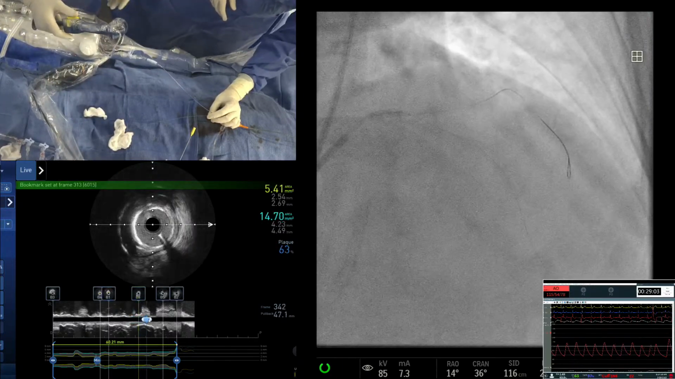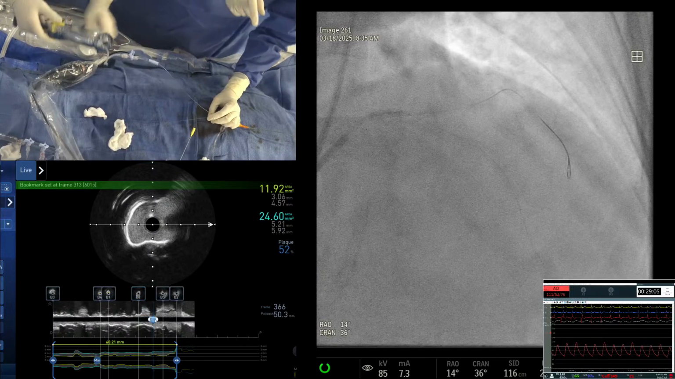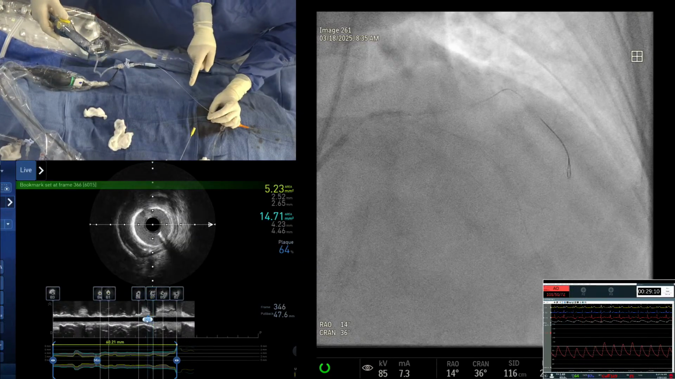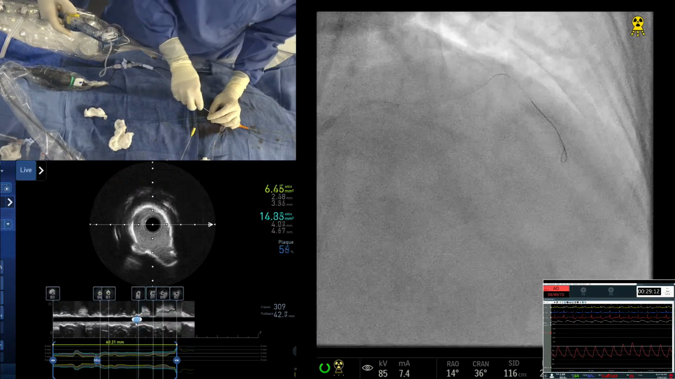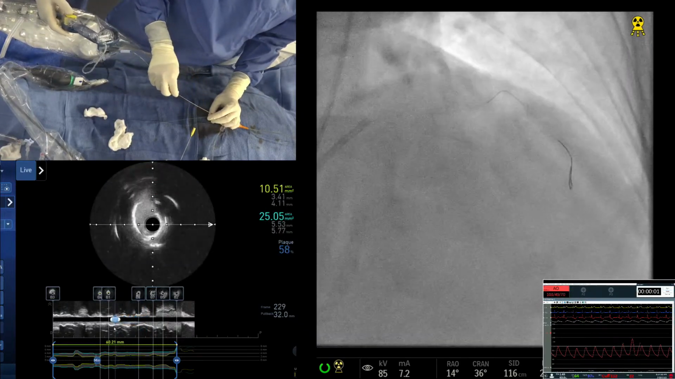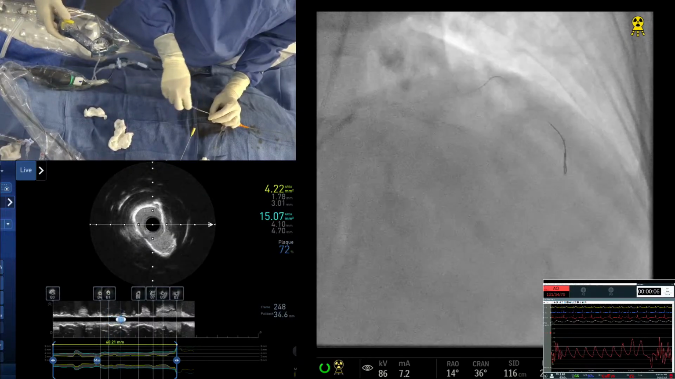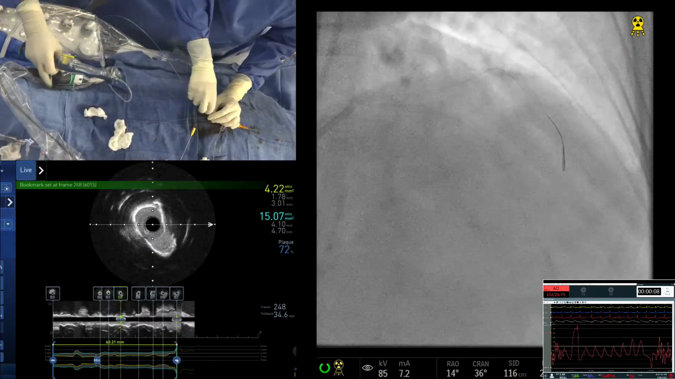Now, if you really want this down, we'll have to do a Fielder in the LAD and go on the Fielder wire. Okay, so let's go a little more here. It's not going. You come back into the guide and try again. Okay, take this out, no good. Take it out. Now get me a Fielder wire quickly.